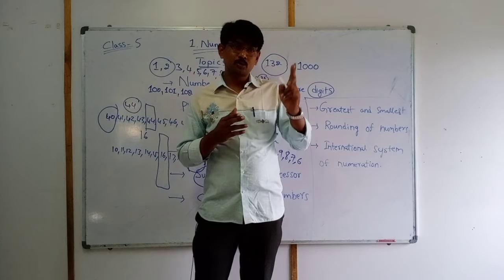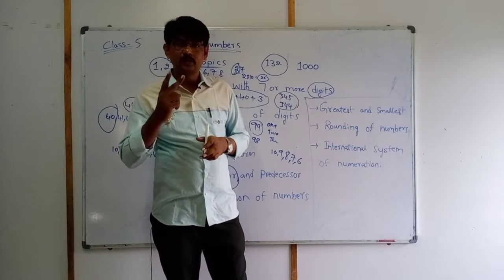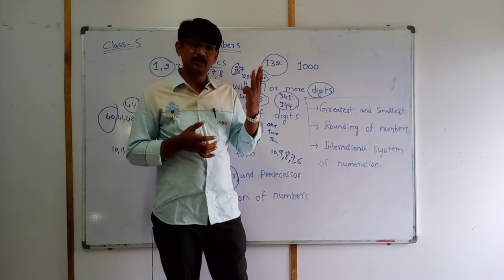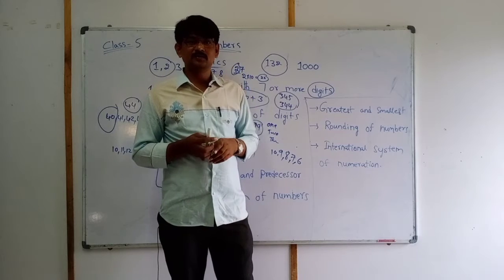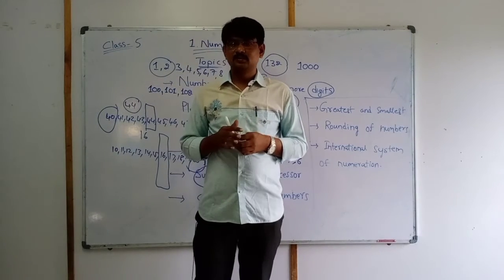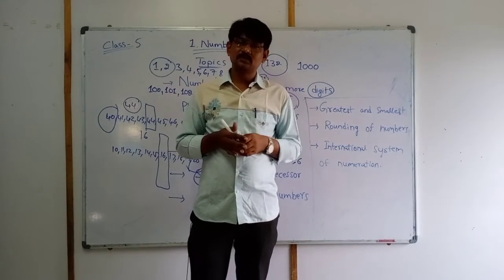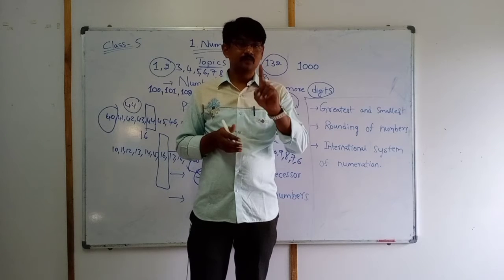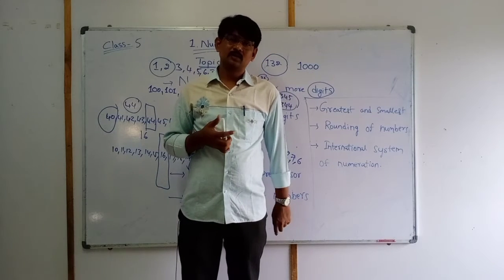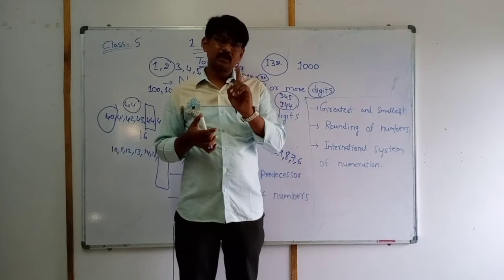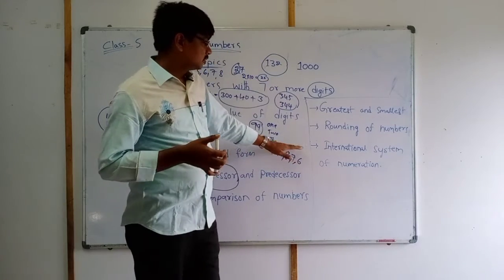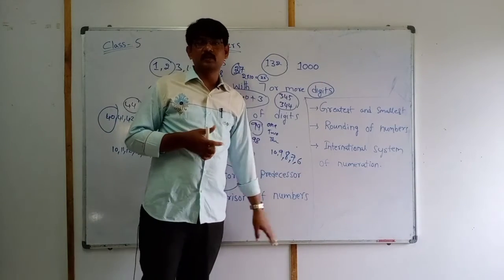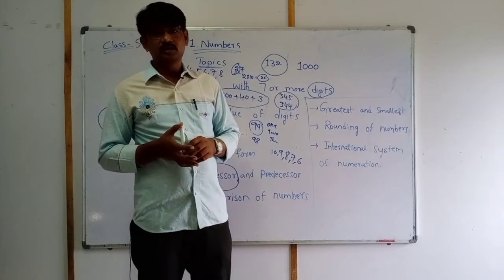If somebody says 2 million, it means 20 lakhs. If somebody says 3 million, 30 lakhs. If somebody says 5 million, 50 lakhs. If somebody says 10 million, it means 1 crore, which is 100 lakhs. Okay, all these topics will be covered in this chapter.